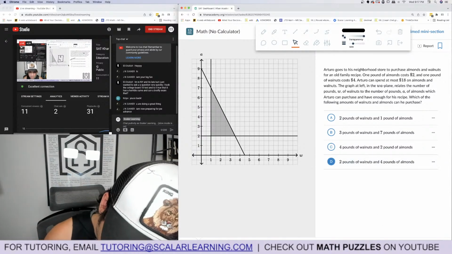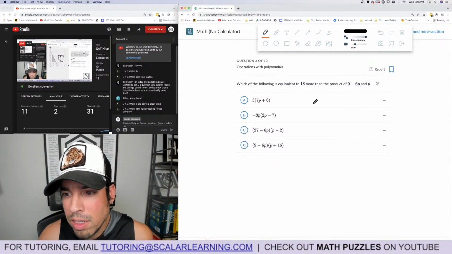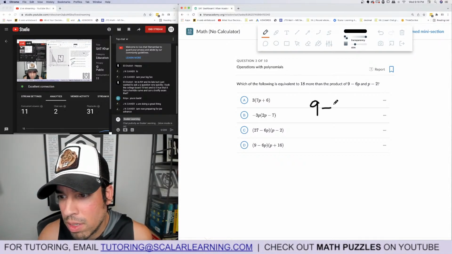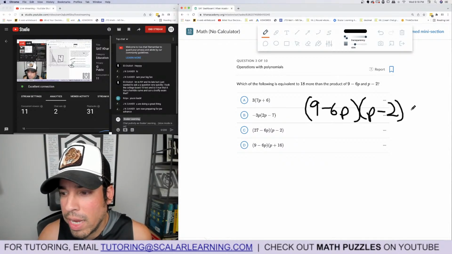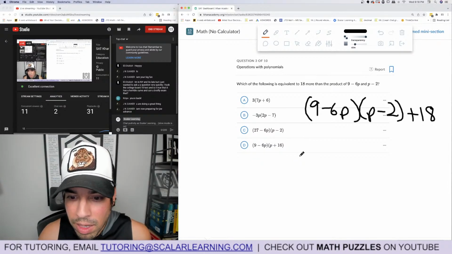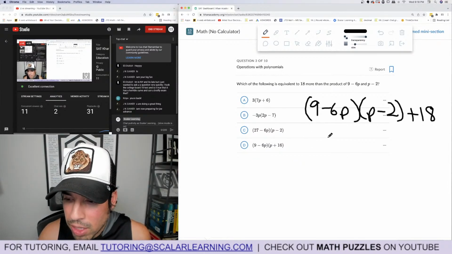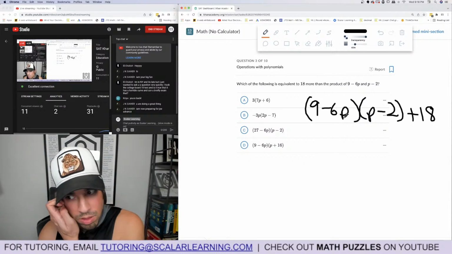Sorry, one second. Question 2: Is the value equivalent to 18 more than the product of 9 minus 6p and p minus 2, and 18 more? Oh, that's so interesting. Okay. Oh, no. Look what they did. Then they factored it, so that's annoying. Which of the following is equal to 18 more than the... okay, this is terrible.